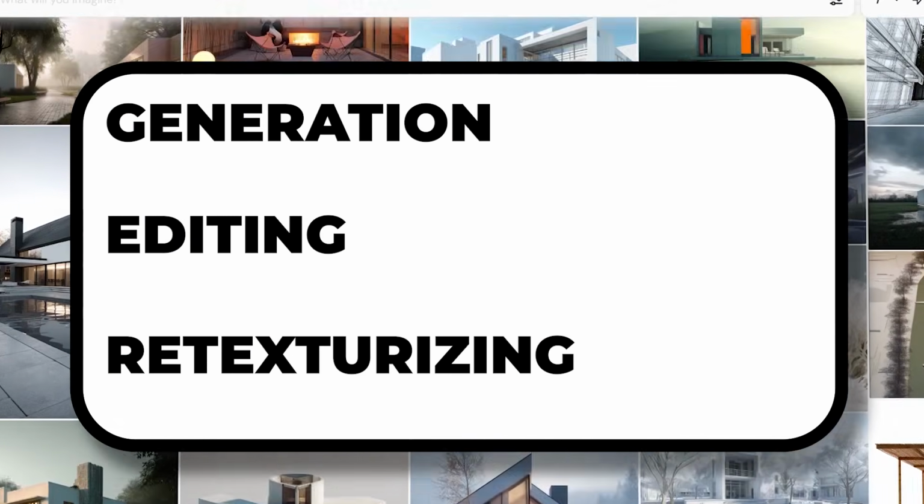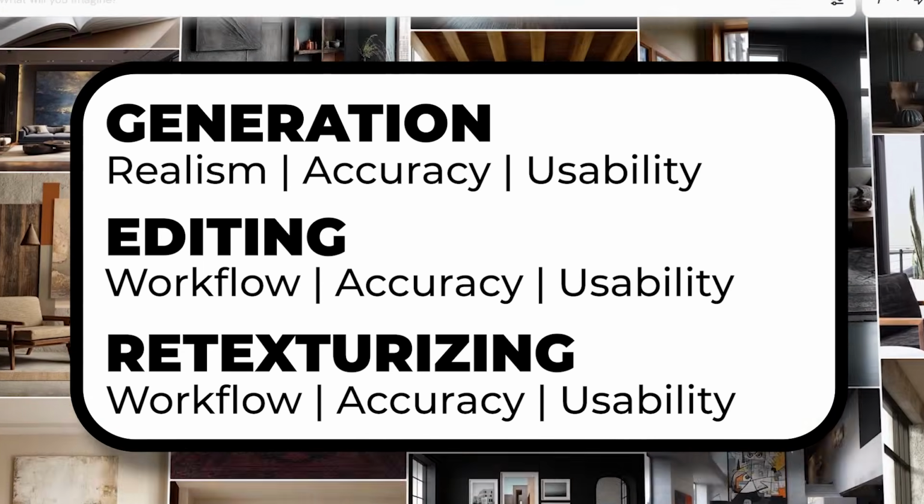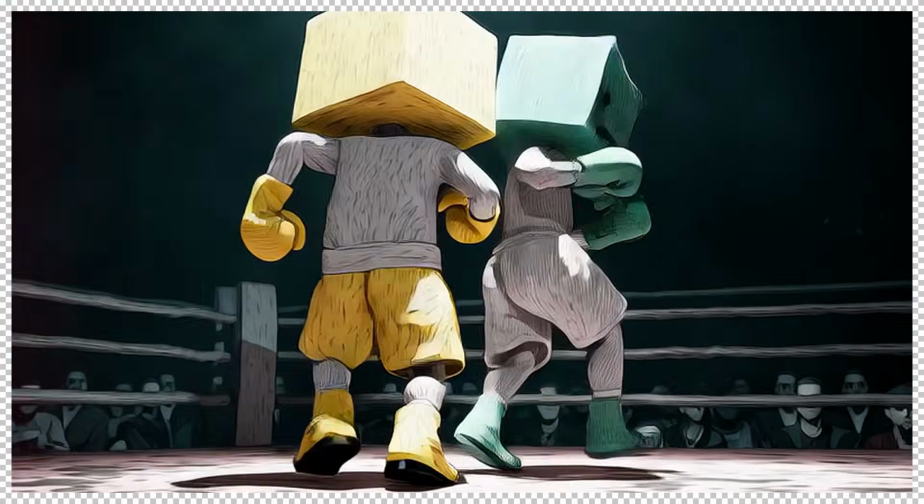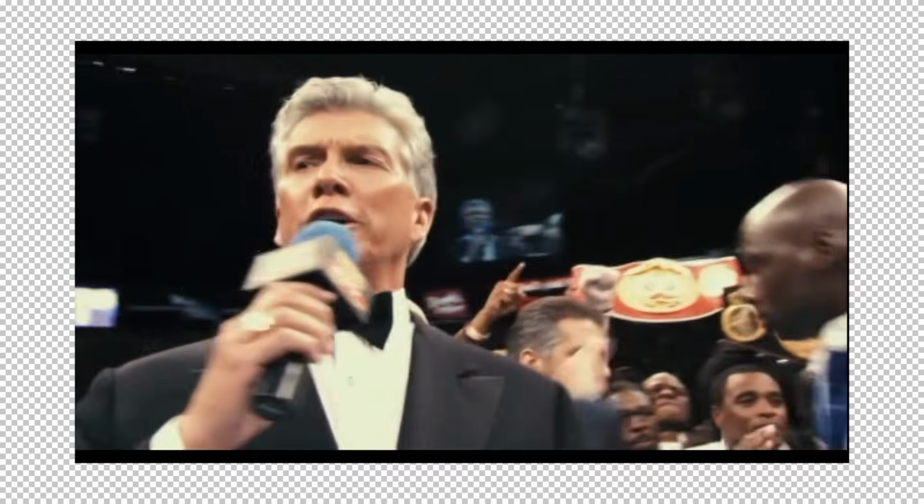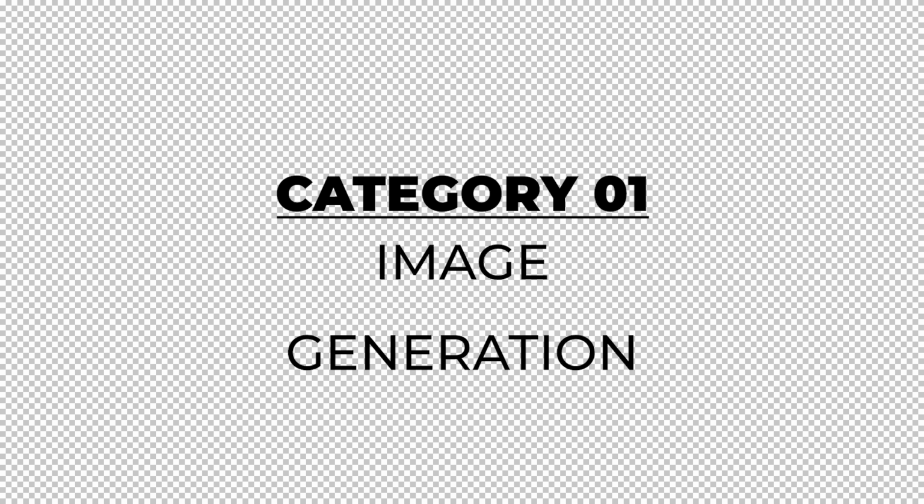Each of these categories will be assessed by 3 criteria: realism/workflow, accuracy, and usability. Stick around until the end to see which AI is best overall. With no further ado, let's get ready to rumble! Category 1, Image Generation.